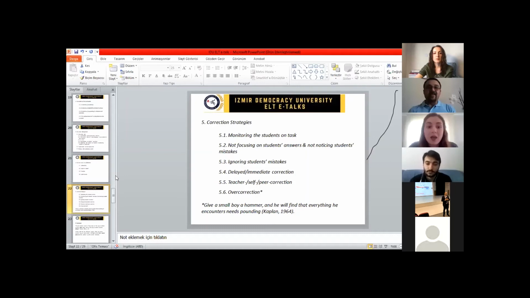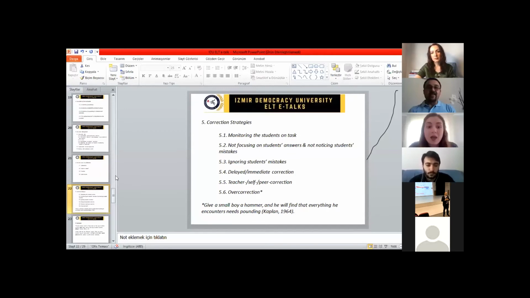In some cases, if the focus of the activity is on fluency, ignoring the mistake may be a better idea. But if the teacher decides to provide correction, another question arises. When will you provide correction? Immediately, or after the activity or after the lesson finishes. Another important question is who will provide the correction? You as the teacher, or the student who makes a mistake, or another student, he or she also decides on this. And another topic here is overcorrection.